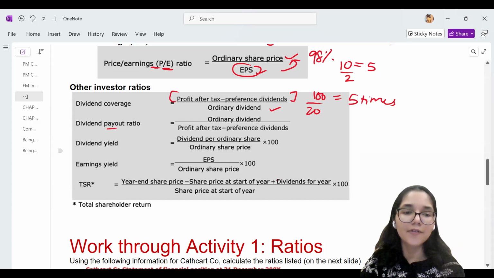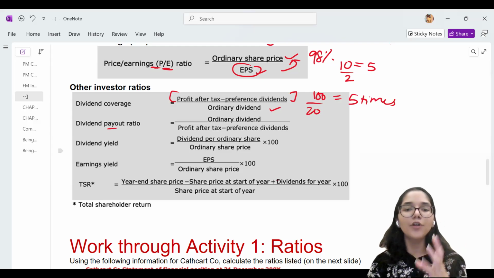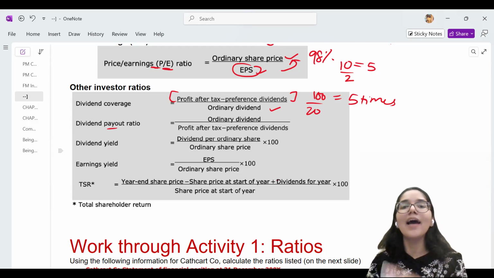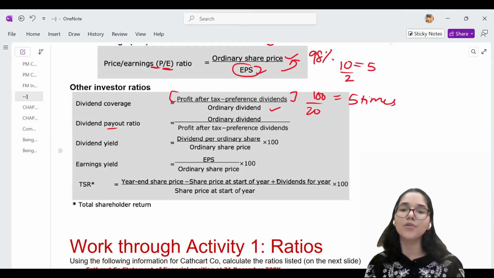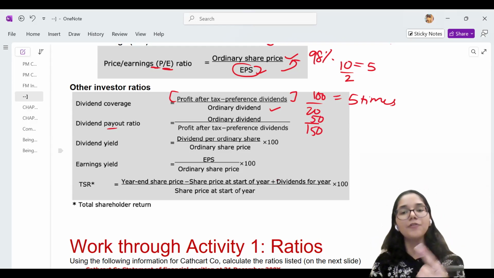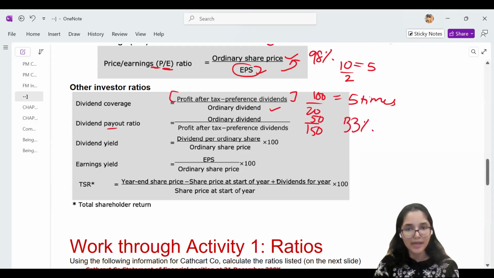Another ratio is the dividend payout ratio. So here you're doing a comparison of how much money out of the total profits that the company has generated they have distributed to the shareholders. So if the business has earned $150 and they have given $50 as dividend, here you will see that they have given 33% of the earnings as the dividend payout.